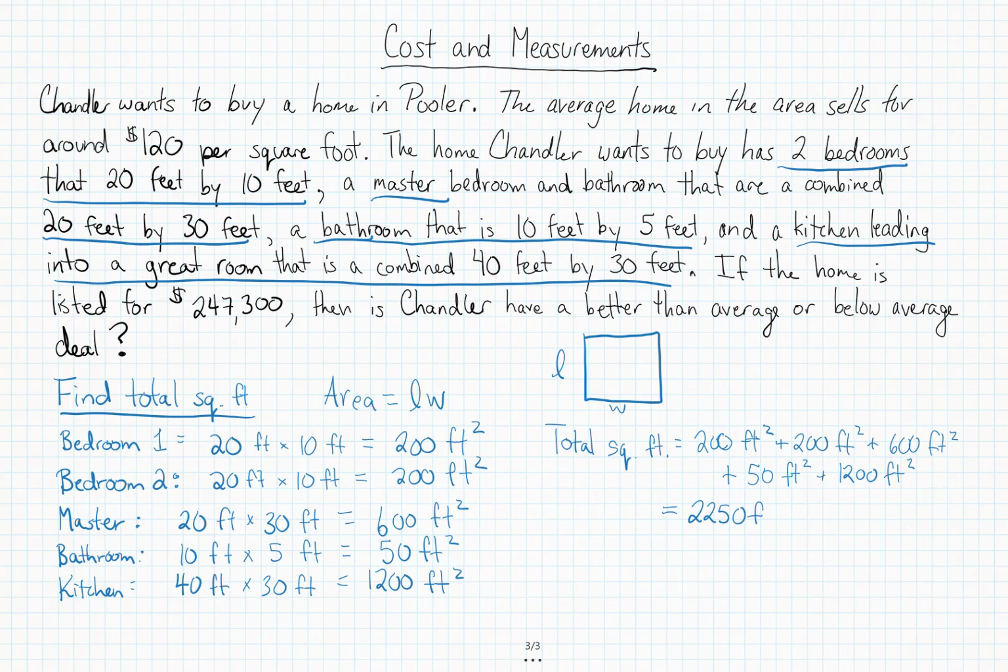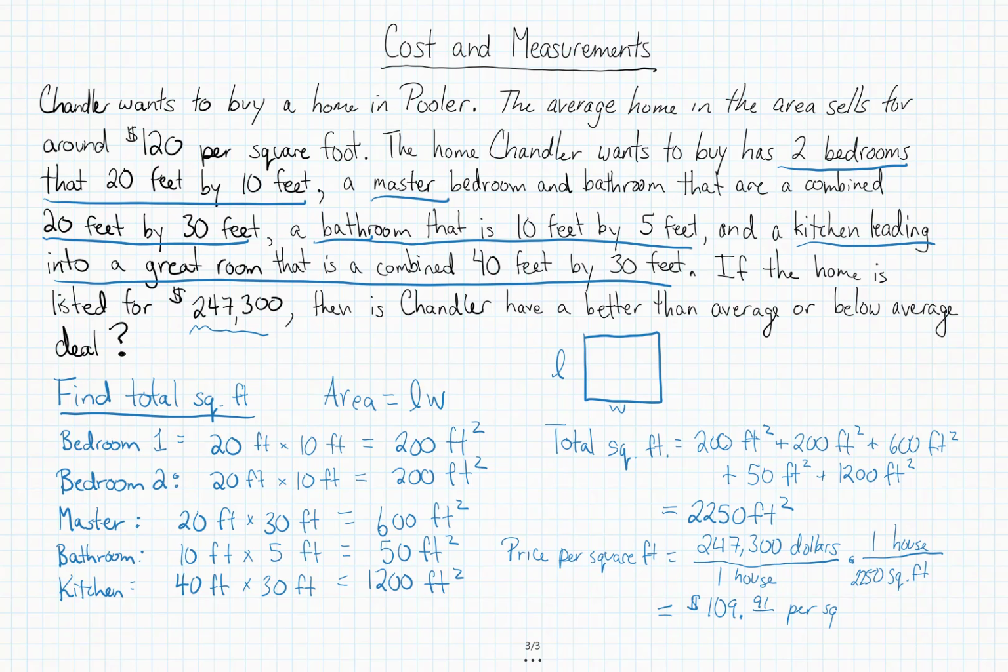So what does that mean? Well, we want to find the price per square foot. We have the house price, $247,300 per this one house. And then we want to figure out this price per square foot. So this one house has 2,250 square feet. That's how you see your little conversion fraction. Notice our houses will cancel and we're left with price in terms of dollars per square foot. So that means our price per square foot is $109.91 per square foot. We just divided 247,300 by that 2,250. That's all we needed to do there.